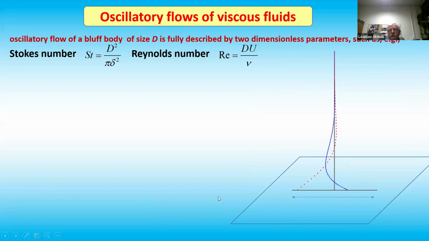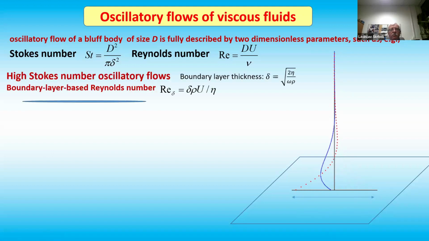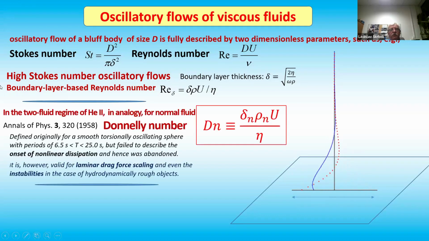So the typical example is just the oscillating surface. And we see that if this blue one here is the amplitude, the red one is velocity, which trails by π/2. And because it's oscillatory flow, you don't use just one number like the Reynolds number, but you need two of these numbers, for example, Stokes number and Reynolds number. And for the case of high-Stokes number oscillatory flows, you better use the Reynolds number which is based on boundary layer thickness. And the boundary layer thickness is just the thickness at which, for example, the amplitude goes down 1/e times. So we have this boundary layer Reynolds number.